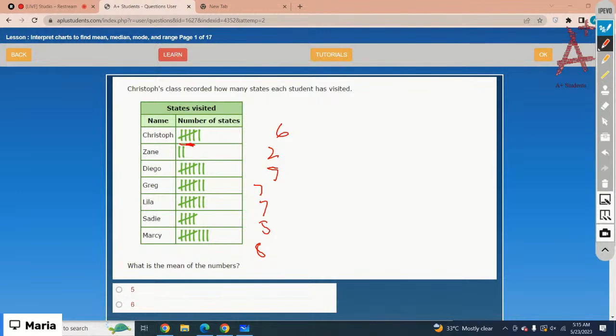For the mean, you have to add up all the values. Let's just add. It would be 6 plus 2 plus 9 plus 7 plus 7 plus 5 plus 8. So the sum of all numbers is 44, and you have to divide it by the count, 1, 2, 3, 4, 5, 6, 7. 44 divided by 7, that means the correct option is 6. So the mean value of the numbers is 6.